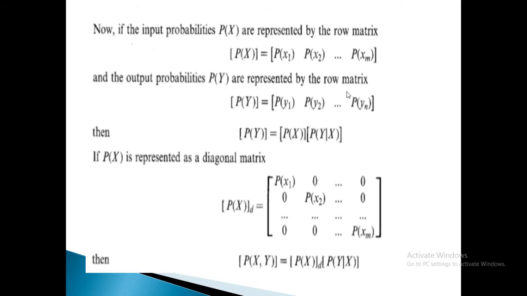P of Y is the output matrix. P of X is represented as a diagonal matrix, P of X D, whose diagonal elements are P of x1, P of x2 and so on. All the diagonal elements hold the input probabilities. P of x comma y is equal to P of x times P of y given x. It is the joint probability.